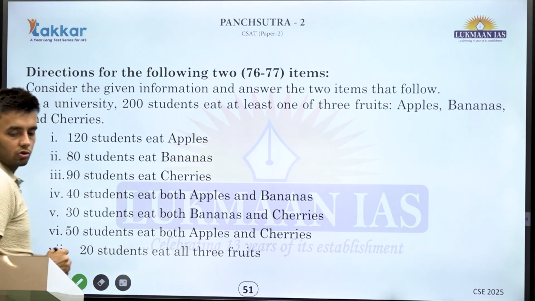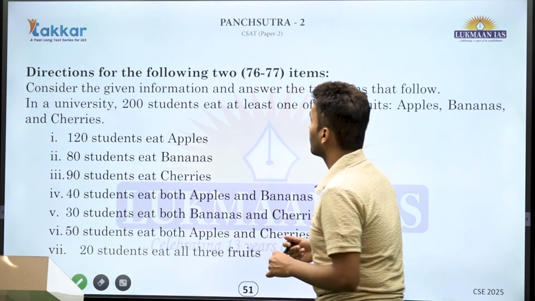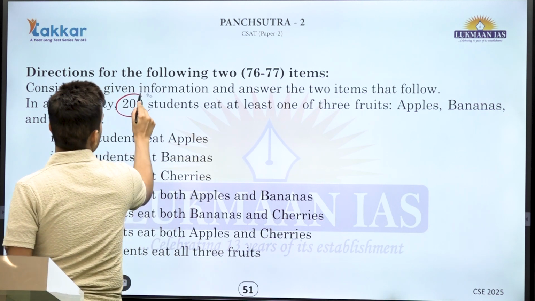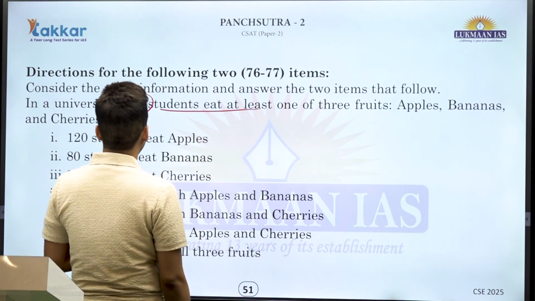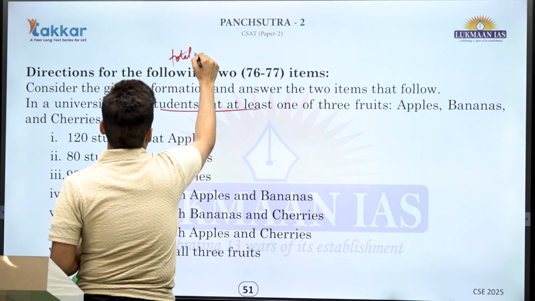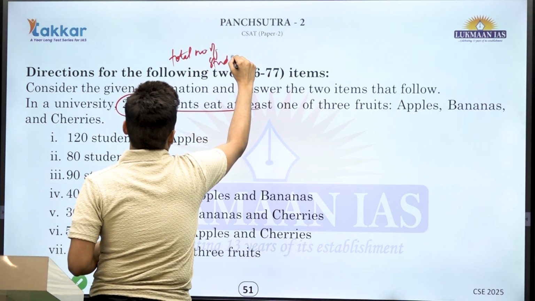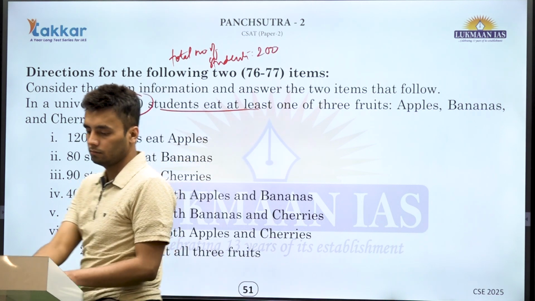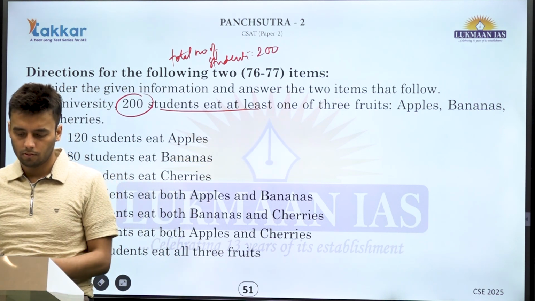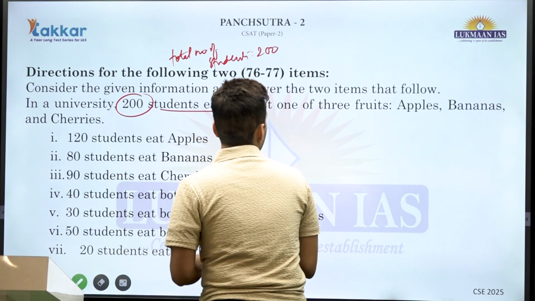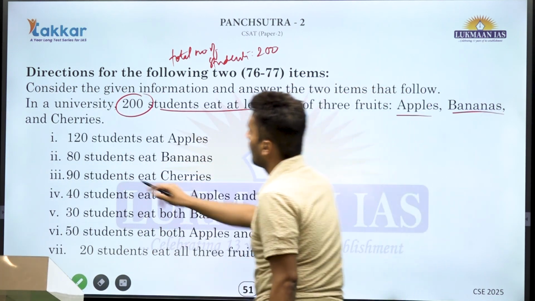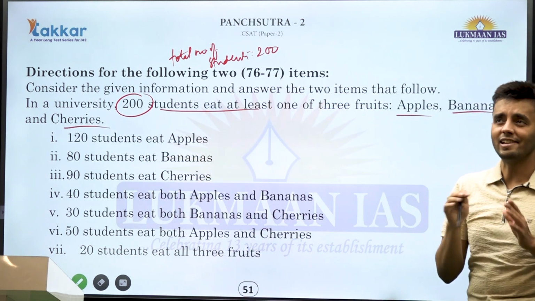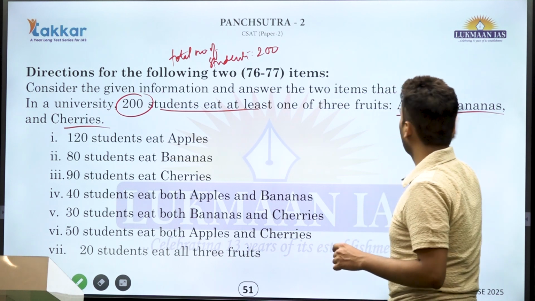Okay, now let's see the sets question. Now consider the given information: in a university, 200 students eat at least one of the fruits. The total number of students is given as 200, and there are three fruits: apples, bananas, and cherries. These 200 students eat at least one fruit.